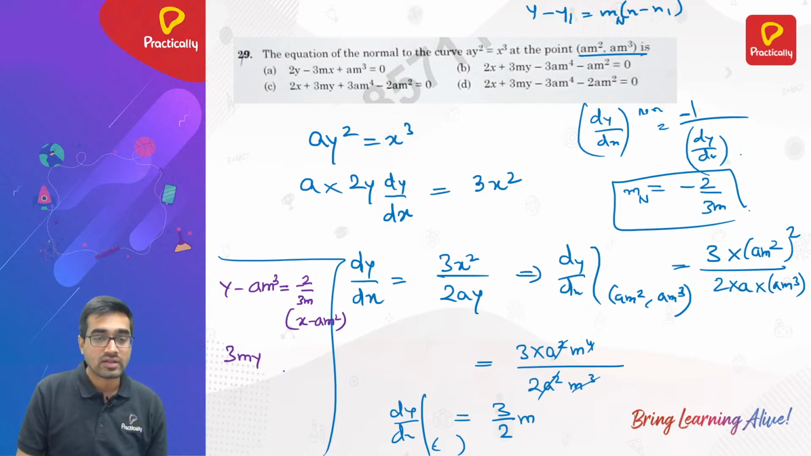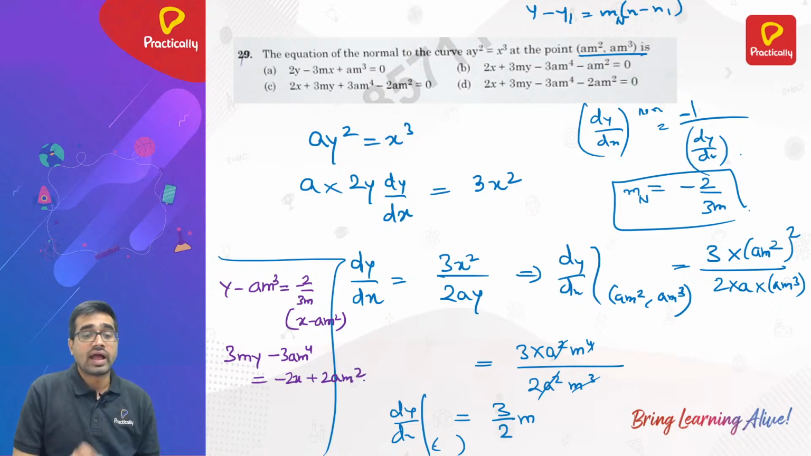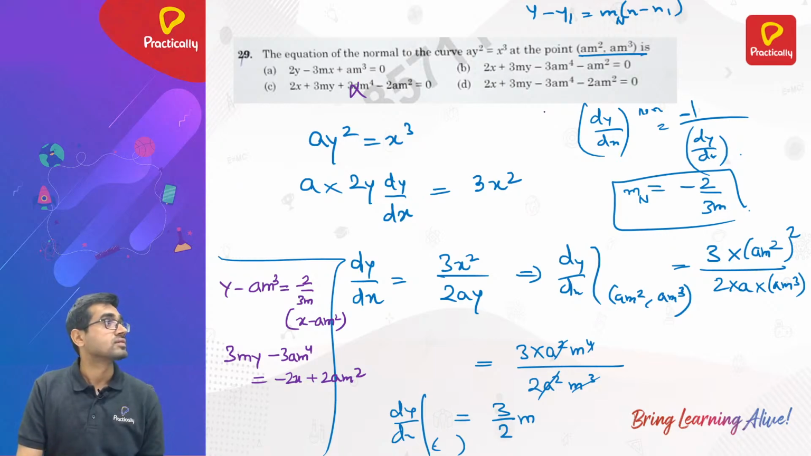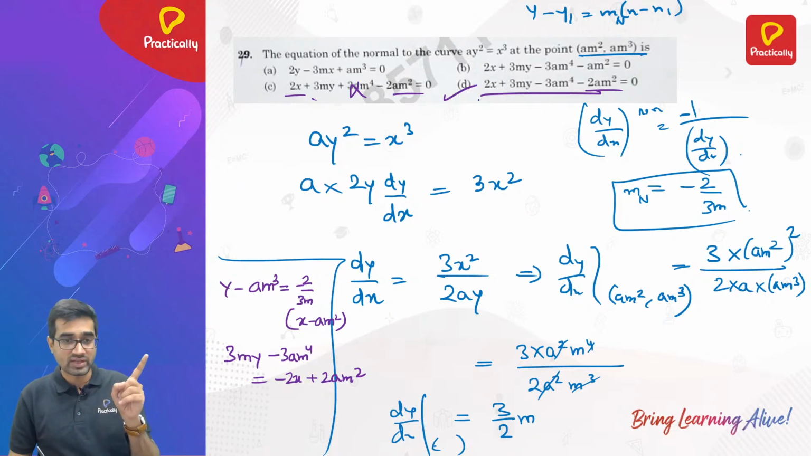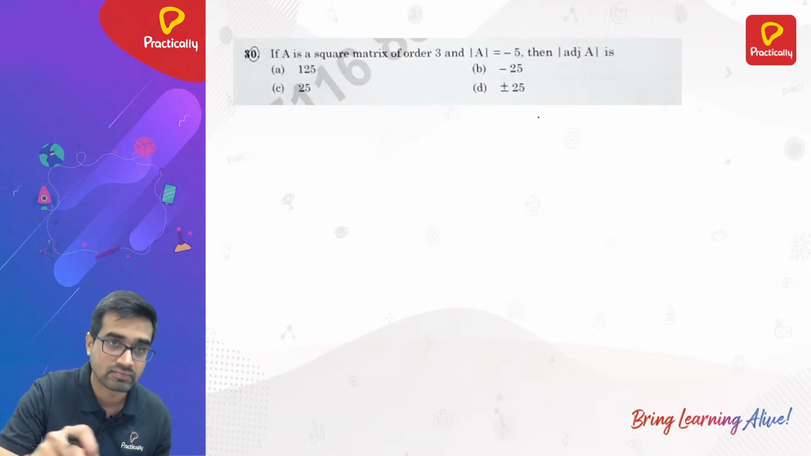Super. Let's come back. So now what we see is just a cross multiplication. So 3my minus 3am to the power 4 is equal to minus 2x plus 2am square. I just have to match the coefficients. I can see 3my, and 3am4, but I want a minus 3am4. I also want a minus 2am square, because this will go towards this side. So minus 2am square is here. But when I send the 2x, it will become positive. So 2x plus 3my is there. This is the correct answer. So 2x plus 3my minus 3am4 minus 2am square is equal to 0, which is the correct answer as the option D. Let's move to the next one.